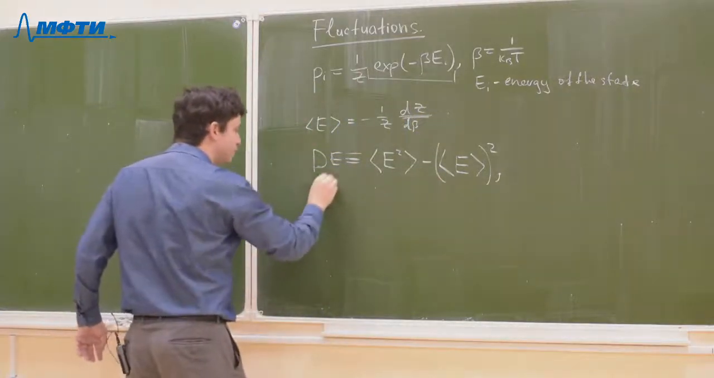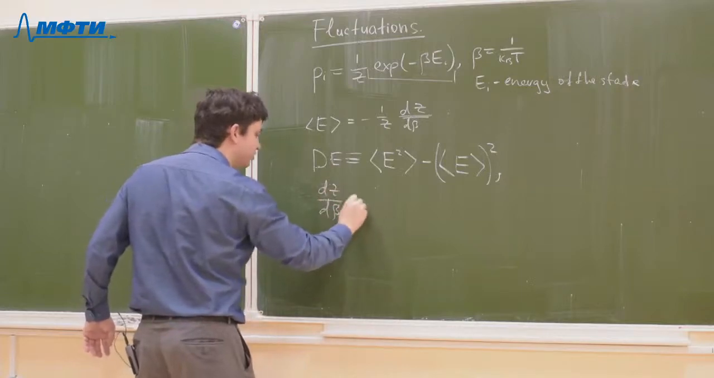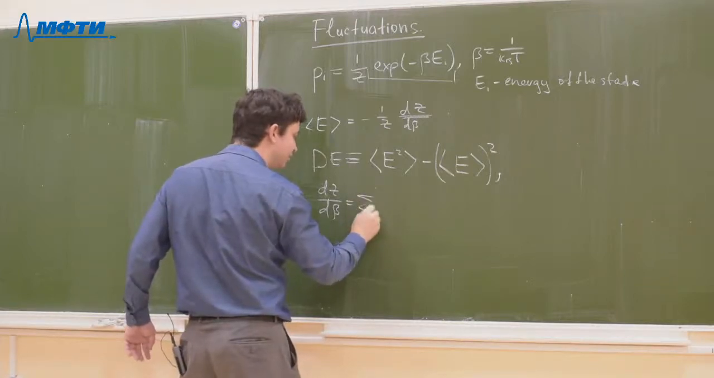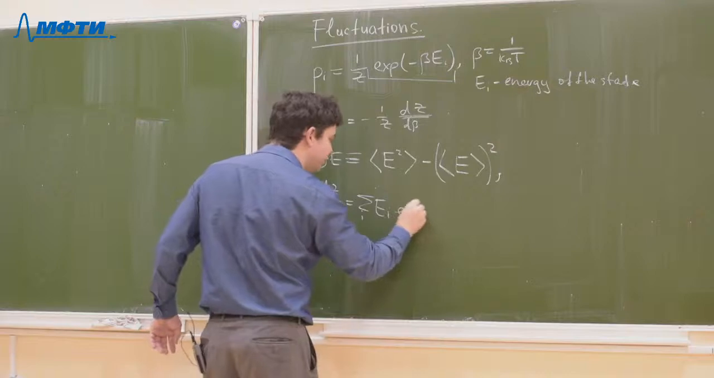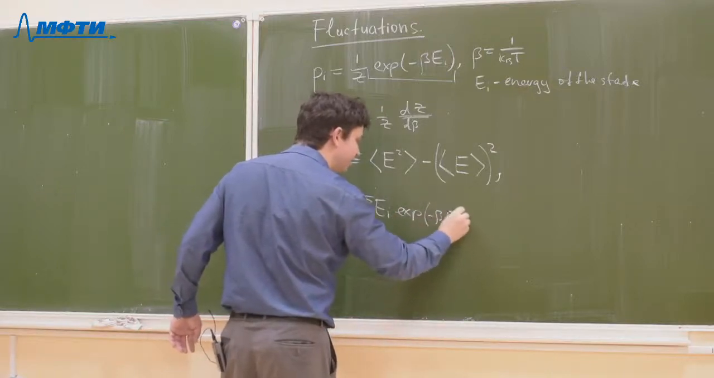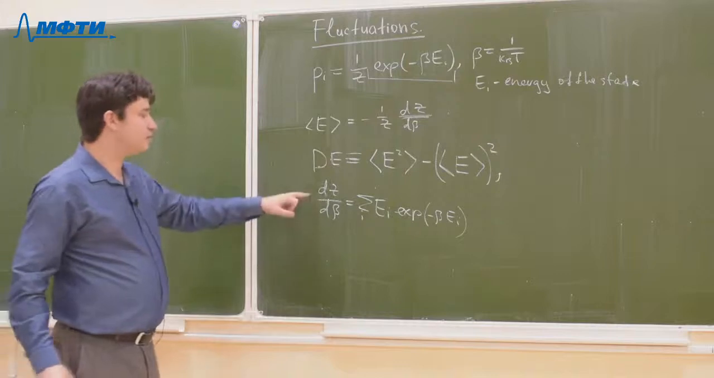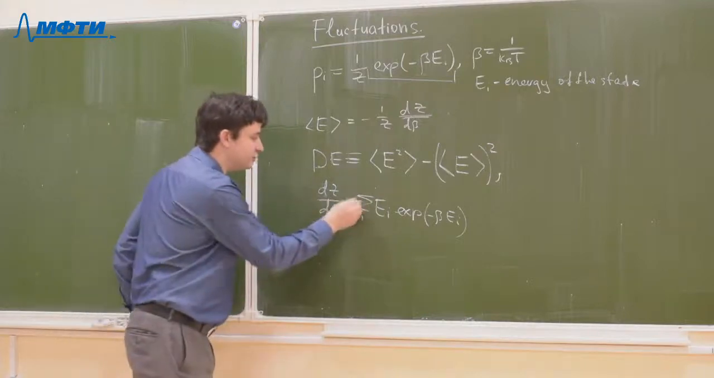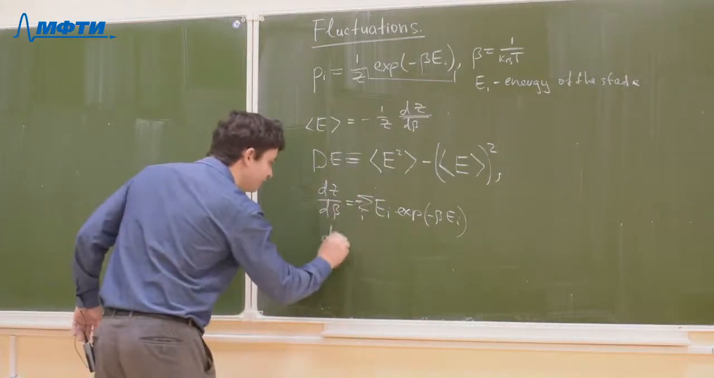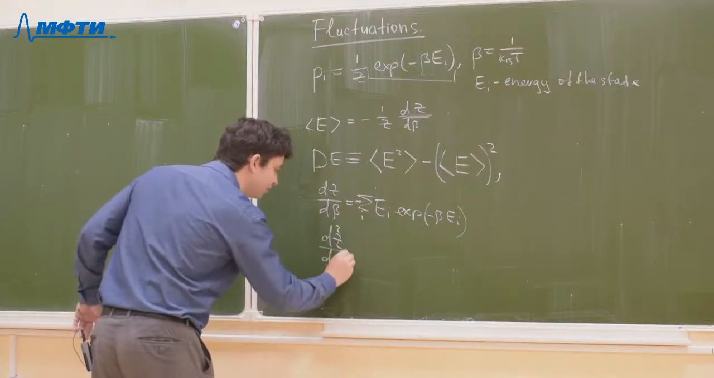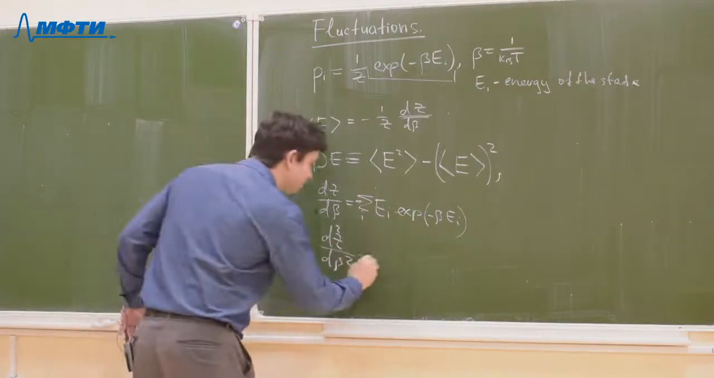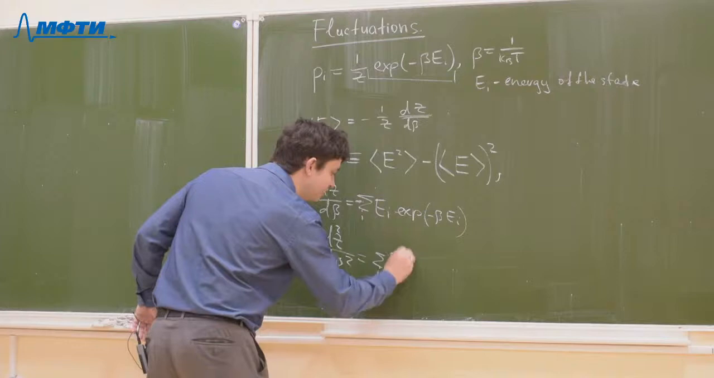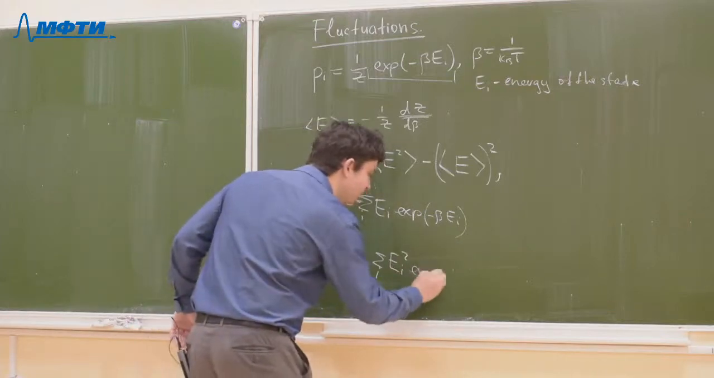So first, we have calculated the derivative of the z function, the partition function, and obtained that it is equal to EI multiplied by exponent minus beta EI, with a minus sign. If we calculate the derivative one more time, then we get that the second derivative of z over beta is equal to the sum over I of EI squared multiplied by this exponent.